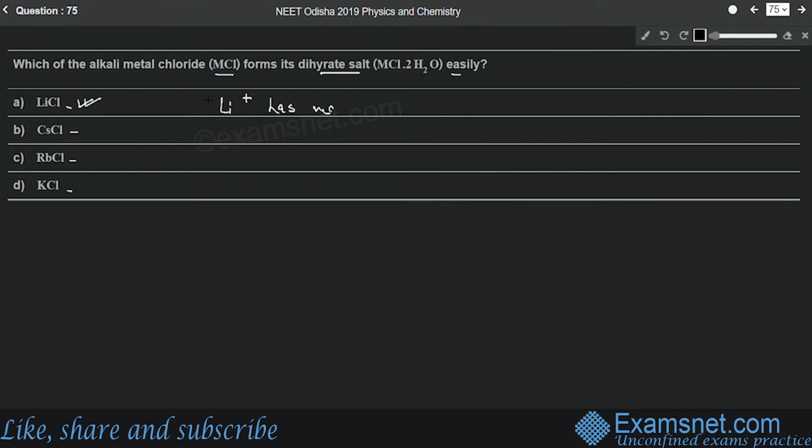Maximum hydration tendency, therefore it forms a dihydrate salt, that is lithium chloride 2 H2O.